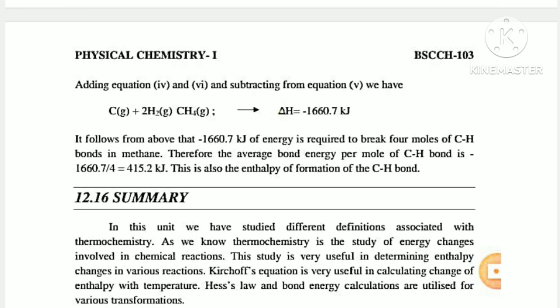Therefore, the average bond energy per mole of C-H bond is 1660.7 upon 4, which is equal to 415.2 kilojoule. This is also the enthalpy of formation of the C-H bond.